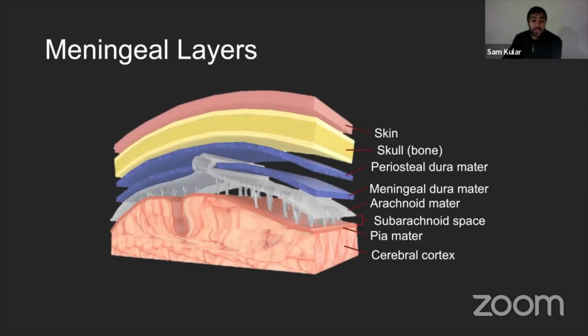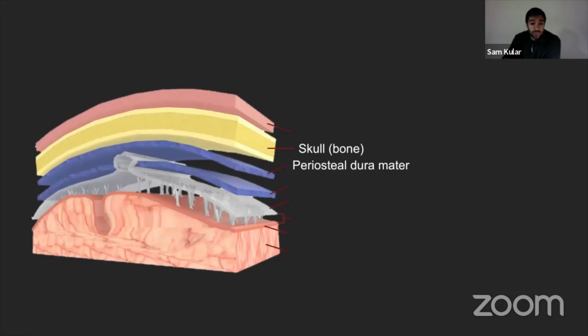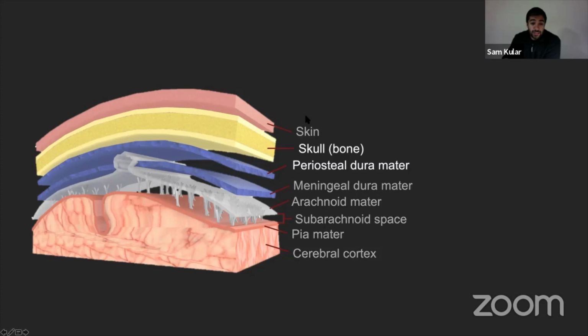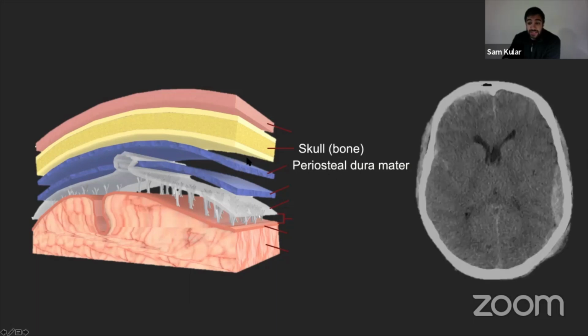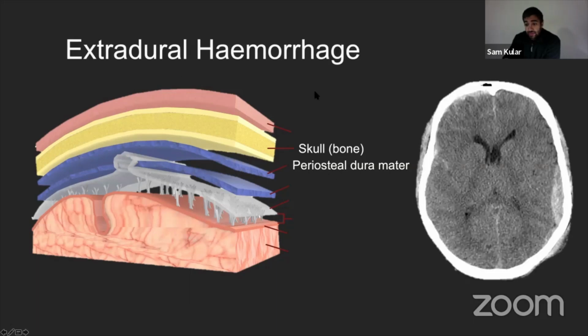So coming back to our meningeal layers that we addressed earlier. We're going to come on to some types of bleeding now. Okay, so the first type of bleeding is between the skull and the dura mater, the outer periosteal dura mater. And this is extradural hemorrhage. So this is often seen as a convex structure or lentiform structure.